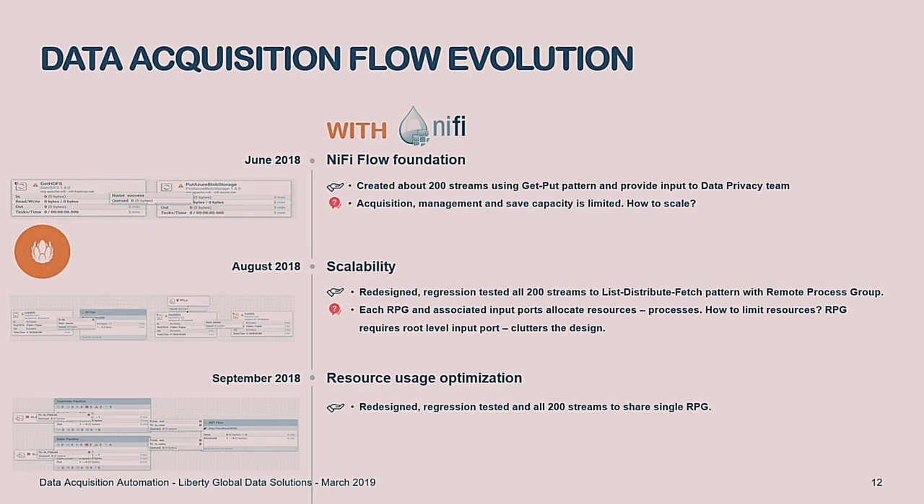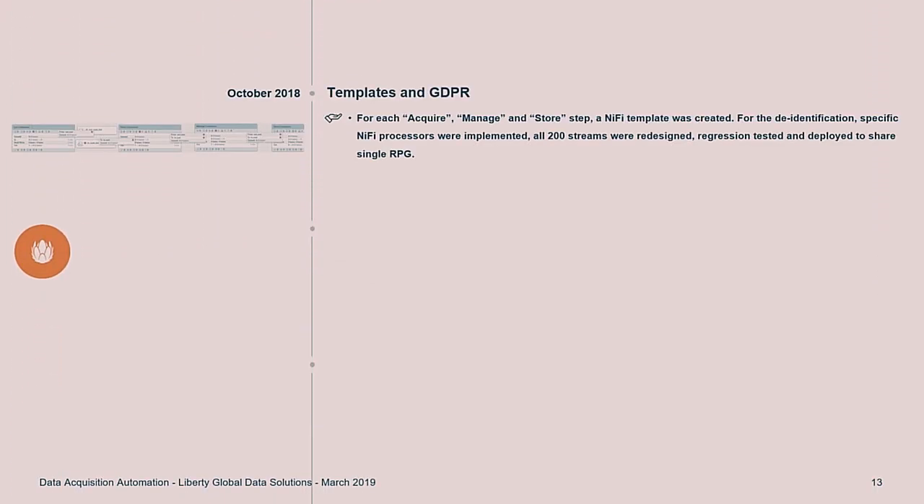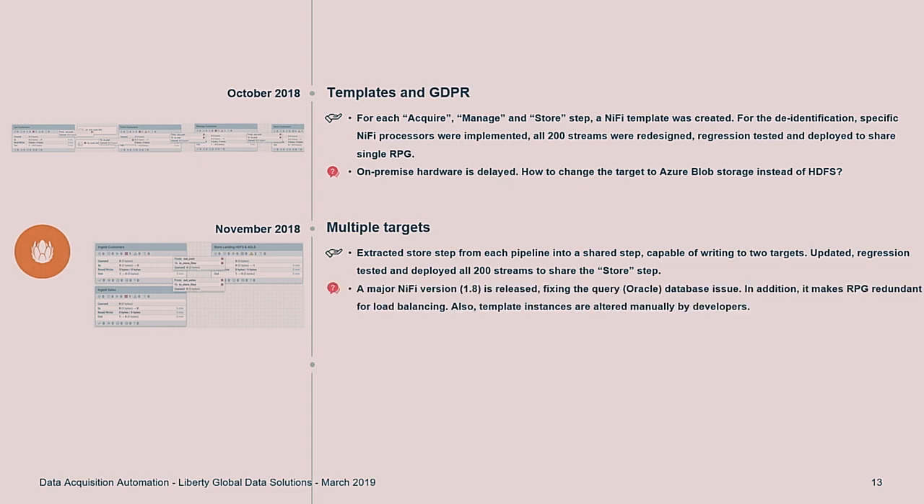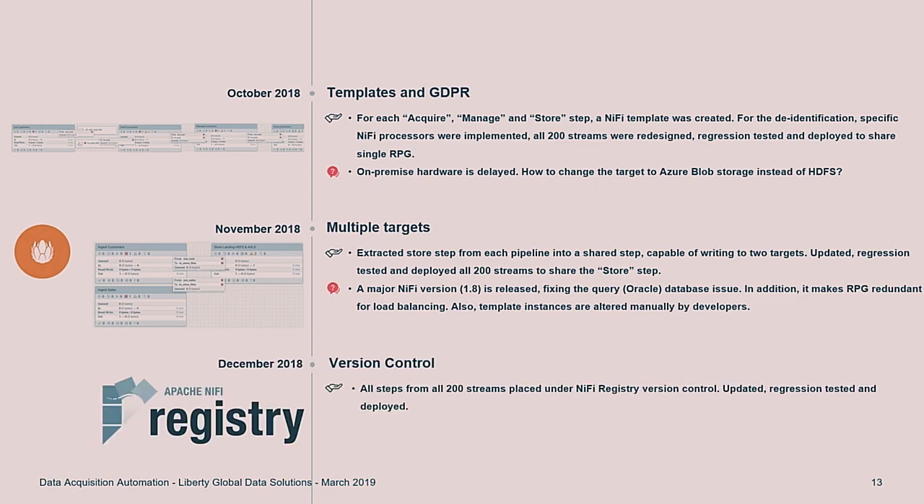In September 2018, we did another release for resource usage optimization. Also, in October 2018, we had to provide GDPR compliant data, so we came with the first solution for GDPR compliant framework using custom built NiFi processors. In November 2018, we had to rework everything again to write to multiple targets from all the data pipelines. And in December 2018, we went in production. So this was our first real production movement.